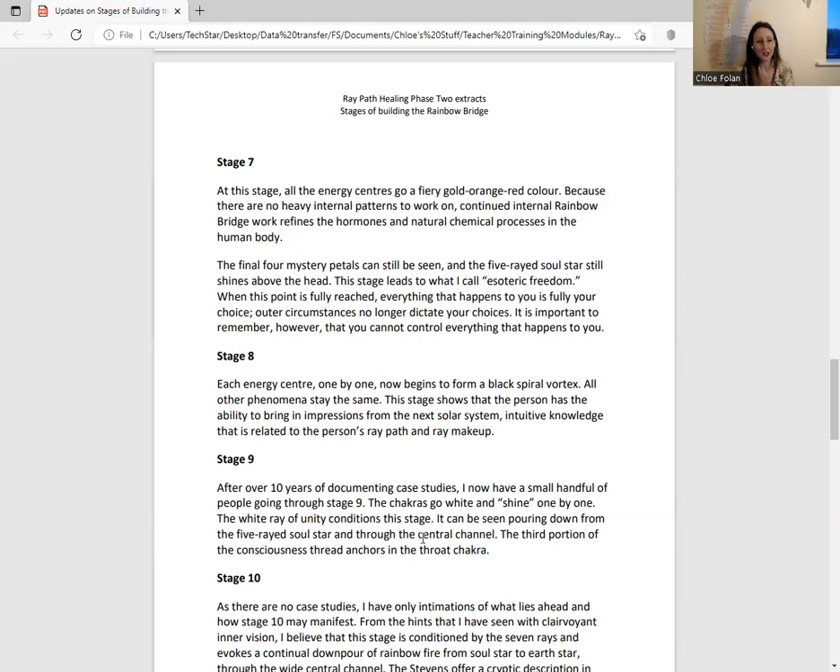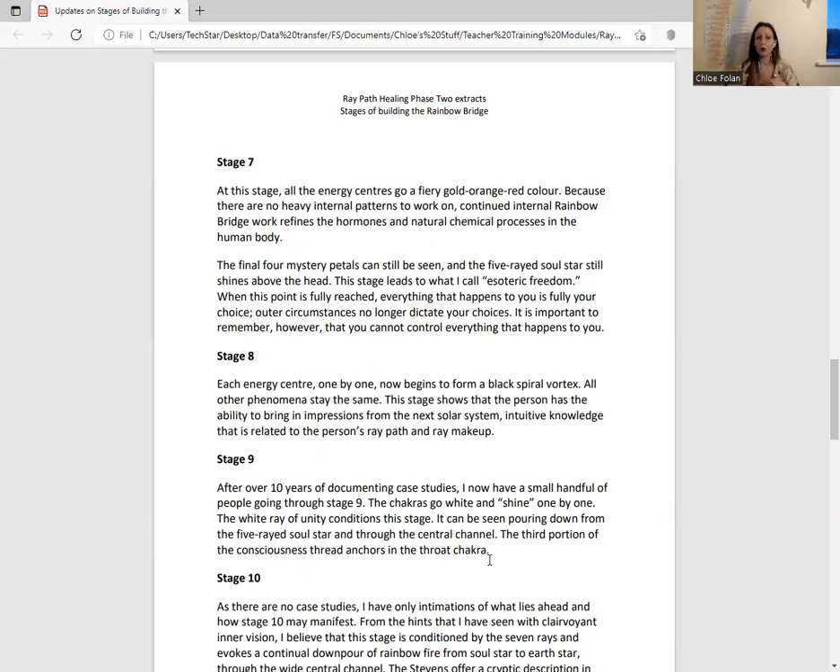But I'll say it again, I don't like to bombard people with information. I'll put that in a completely different video because it's interesting, and it will be going into the main book related to this information. So the chakras go white and shine one by one. The white ray of unity conditions this stage. It can be seen pouring down from the 5-rayed soul star and through the central channel, and the third portion of the consciousness thread anchors in the throat chakra.